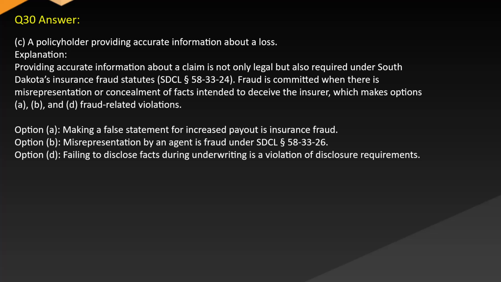Option A. Making a false statement for an increased payout is insurance fraud. Option B. Misrepresentation by an agent is fraud under SDCS 58-33-26. Option D. Failing to disclose facts during underwriting is a violation of disclosure requirements.